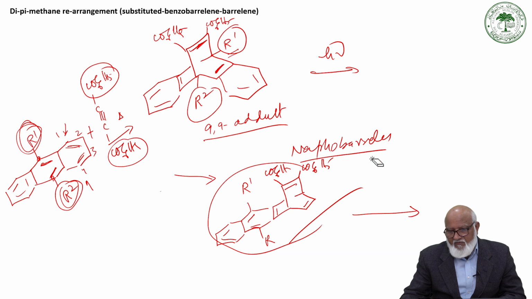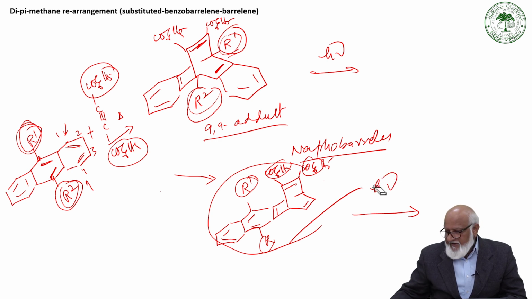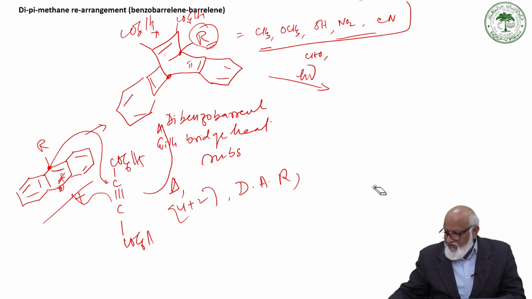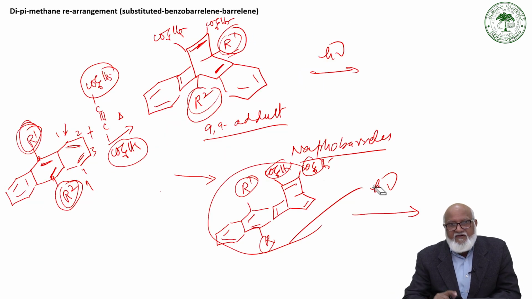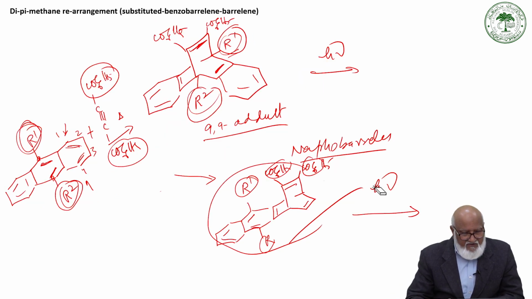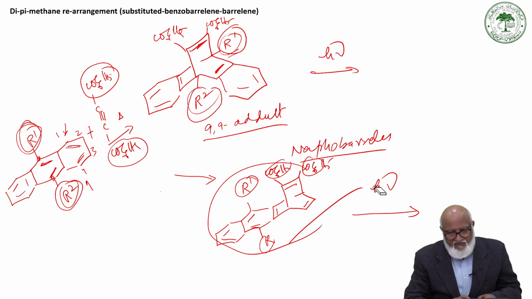Now the photochemistry of both dibenzoberylene with a disubstituent with a dibenzoyl alkene moiety, and naphthoberylene with a disubstituent with a dibenzoyl group has also been investigated in great detail, and it has been shown that this also undergoes similar type of rearrangement, which we will discuss in the coming lectures. Thank you very much.